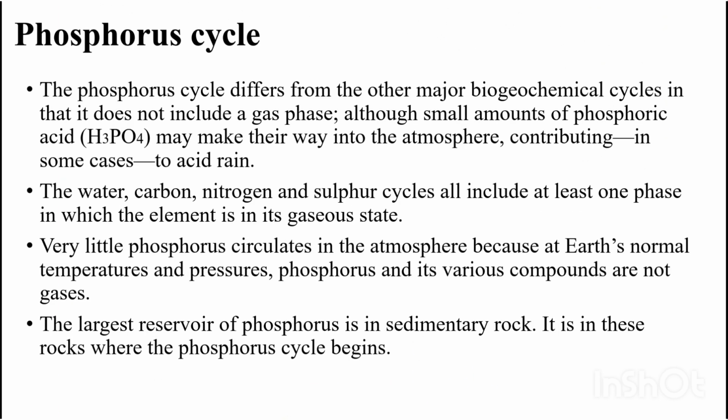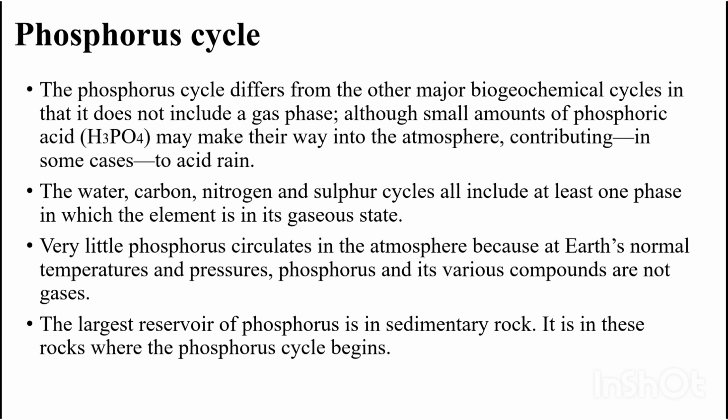Next, sedimentary cycle. One of the most famous examples of sedimentary cycle is the phosphorus cycle. It does not include a gas phase, so it is termed a sedimentary biogeochemical cycle. The water, carbon, nitrogen and sulfur cycles all include at least one phase in which the element is in its gaseous state. Very little phosphorus circulates in the atmosphere because at Earth's normal temperature and pressure, phosphorus and its various compounds are not gases. The largest reservoir of phosphorus is the sedimentary rock.